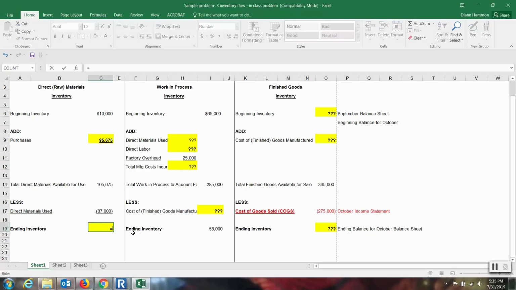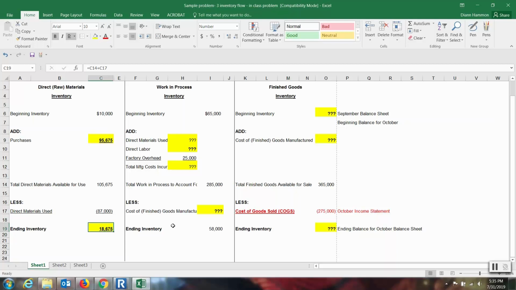So what's our ending inventory? Well, now I can take the total amount that is available to be used and subtract what was used. Since this is a negative number, I'm going to have to put a plus in there, otherwise it'll be added together. It's just a trick of Excel's. So I have an ending balance of $18,675.